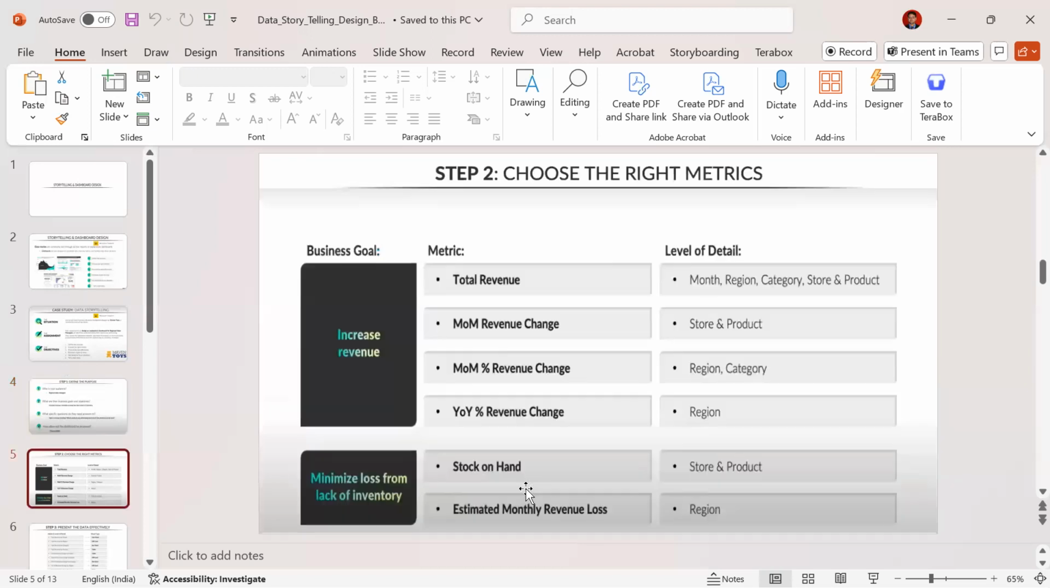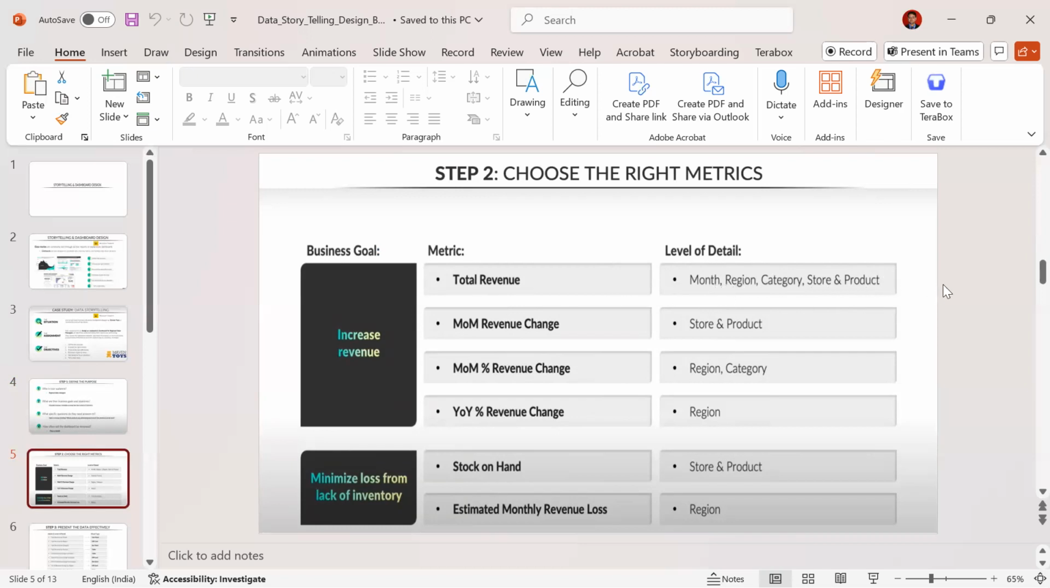And what are the metrics I need to identify here? Choose the right metrics, second step. So for the increased revenue goal, we will need to find out all these metrics. Total revenue, which they are asking month wise. So revenue trending is monthly wise. And also, since they are regional managers, we definitely need to go by region and category and store and product. So total revenue should be segregated by all this.